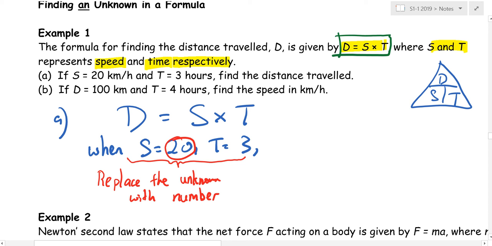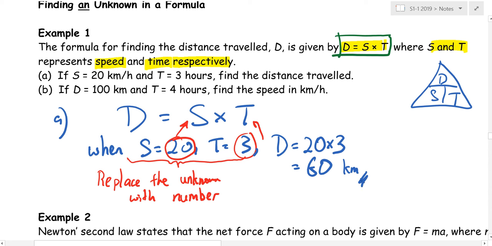Can you tell me the 20 will go where? The 20 will go in D, S, or T? S, right? So, you literally imagine I put the number into S. T is equals to 3. Where do I put the 3? Into T, right? So, literally, I take 3 and I put it inside. So, what do you write? D equals to 20 times 3 equals to 60. Is this easy? Is this easy? So this is the topic for today.